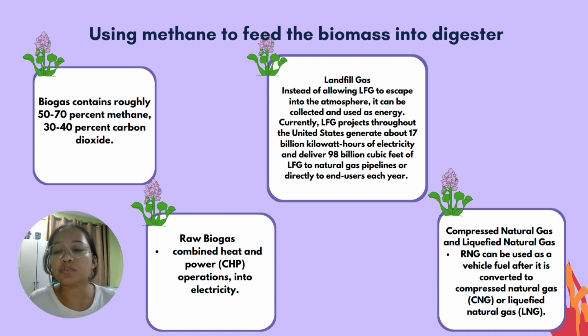With little to no processing, biogas can be burned on site to heat buildings and power boilers or even the digester itself. Biogas can be used for combined heat and power operations, or biogas can be simply turned into electricity using a combustion engine, fuel cell, or gas turbine, with the resulting electricity being used on site or sold on the electric grid.